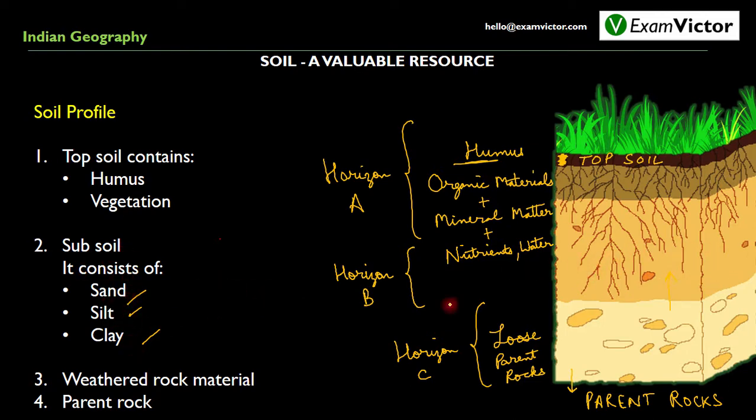Thus we can clearly make out from this that the first stage of soil formation starts with parent rocks, and the next stage is horizon C, where we have loose parent rocks. Next process of soil formation takes place in horizon B, where we have subsoil which contains sand, silt, clay and weathered rock material, above which we have topsoil in horizon A, where organic materials have got integrated with mineral matter, nutrients and water, and this combination is highly suitable for the growth of vegetation.